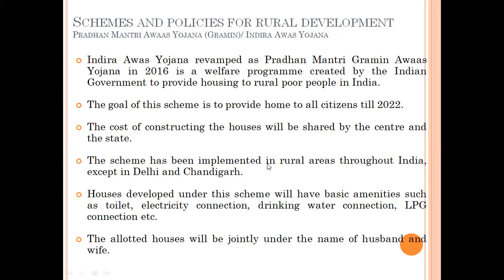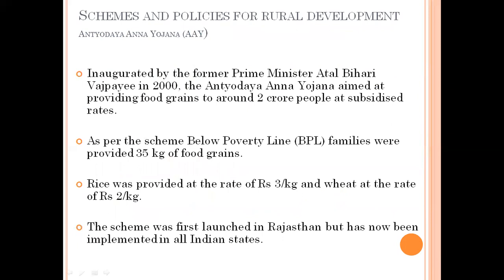And the scheme has been implemented in rural areas except Delhi and Chandigarh. And house development under this scheme will have basic amenities, which we have already discussed. So this is basically for providing a pakka house to everyone. This is for that. Next, we have Antyodaya Yojana that we have already discussed in first module.